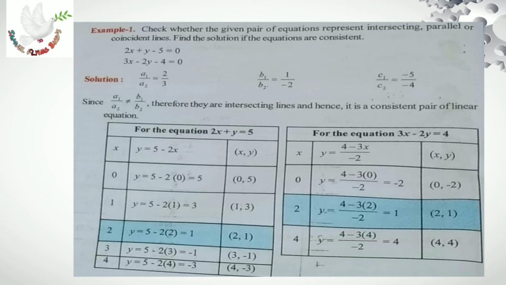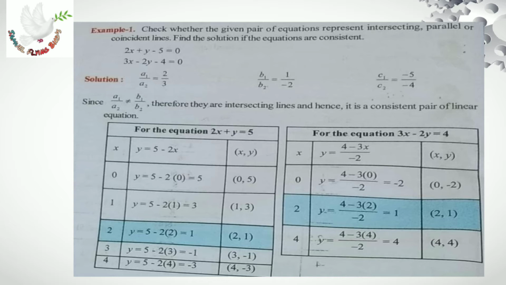Here we need to check two important terms. First, the equation should be consistent, and second, it should be intersecting, parallel or coincident. These three, if it is consistent, all will be undertaken. The first expression is 2x plus y minus 5 equal to 0 and the second is 3x minus 2y minus 4 equal to 0.